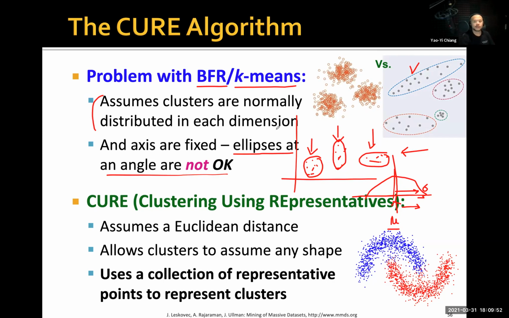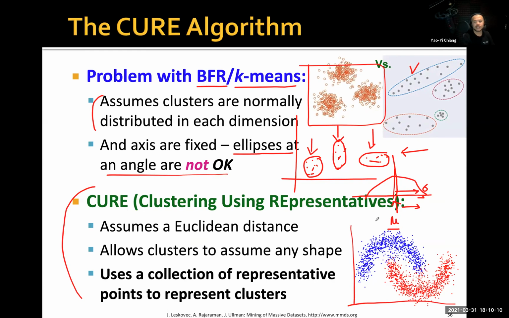All right, so the problem of BFR is it has a very strong assumption of the data set. But in reality, when you look at your data set, very often they are very noisy and they could have a shape like this, right? So it's not an ellipse anymore. And you cannot really talk about axis aligned because the shape looks like this. And that's what your CURE algorithm would be able to handle.